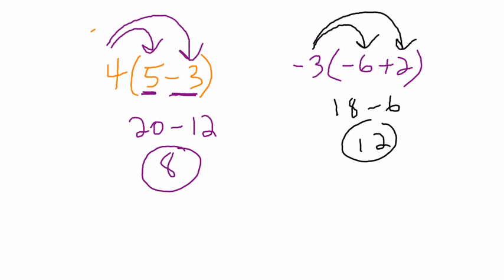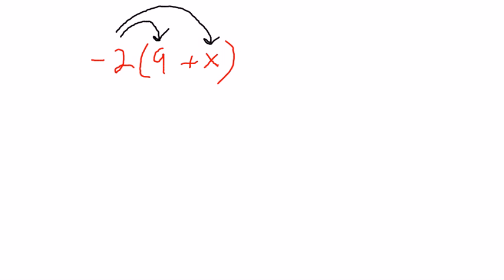Let's try a couple examples using variables. Negative 2 times 9 plus x. Okay. Remember, in algebra we treat variables or letters the same way as numbers. We follow the same basic rules. So in this case, I'm distributing my negative 2 to my positive 9, and also to my positive x. Negative 2 times positive 9 gives me negative 18. Negative 2 times positive x gives me negative 2x.